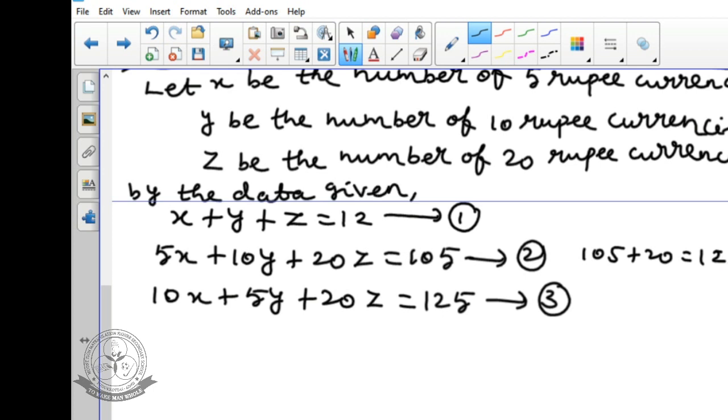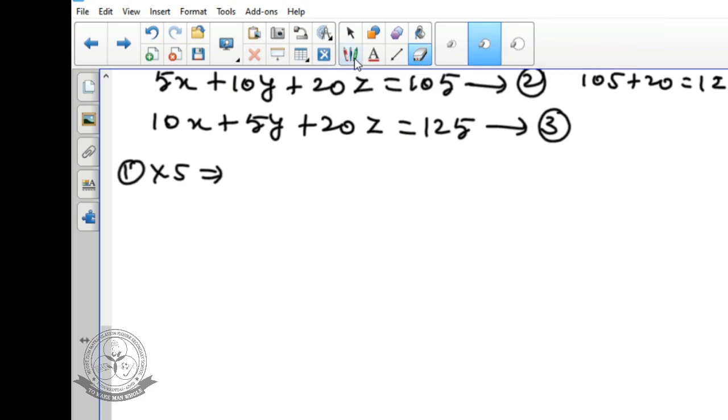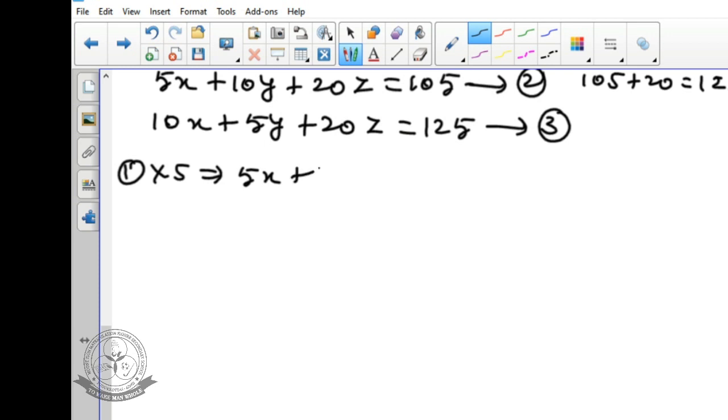Now we have to get it like this, three equations. Here also we are going to solve the equations and get the values. Now we know that there are three equations, 1, 2, 3. I am going to eliminate the x value first, so I have to multiply equation 1 with 5. So I get 5x plus 5y plus 5z equal to 60. That is equation number 4.